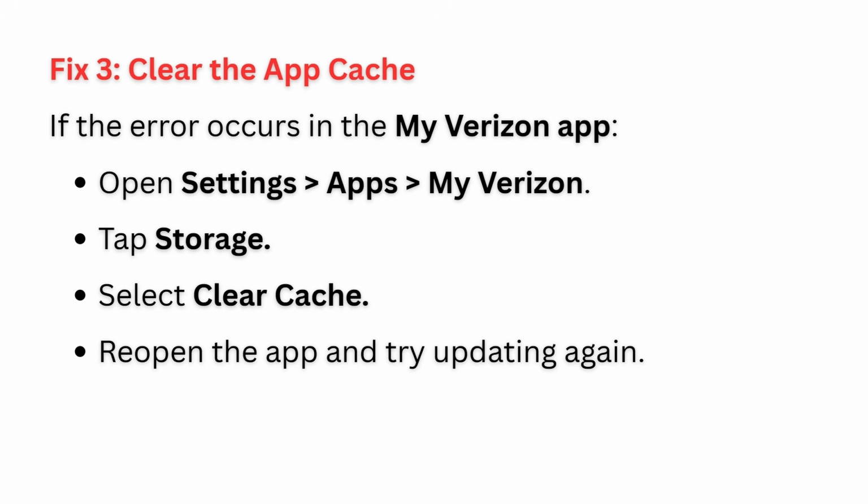Fix 3. Clear the app cache. If the error occurs in the My Verizon app, open Settings, go to Apps and select My Verizon. Tap on Storage, select Clear cache. Reopen the app and try updating again.